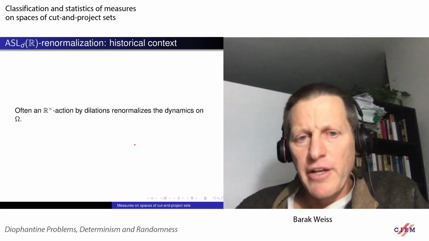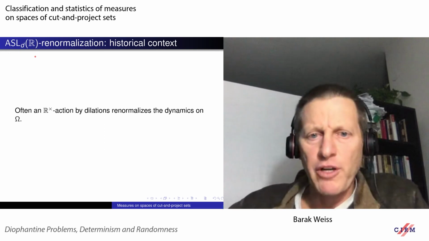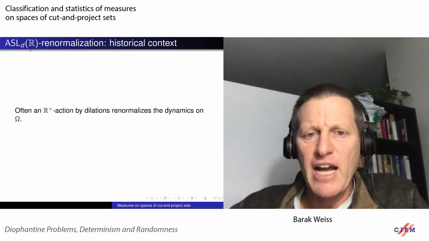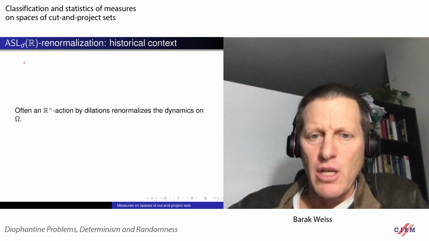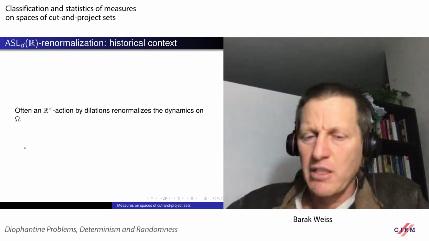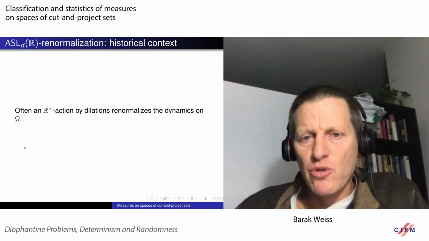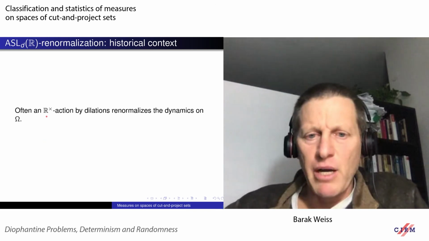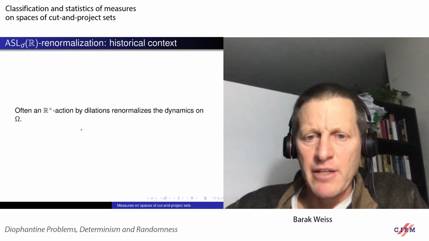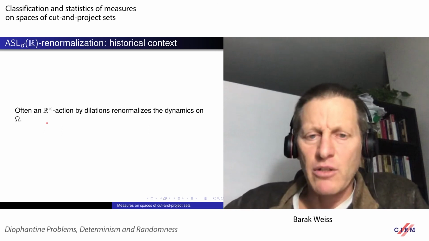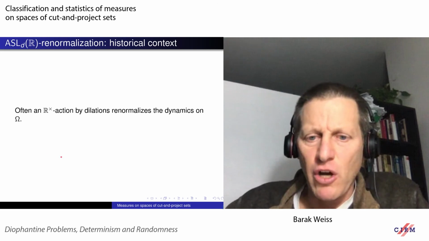So in the literature, I'm going to be discussing renormalization by the action of ASL_d(R). As I said before, ASL_d(R) is the group of affine measure-preserving transformations. But typically in this business, the renormalization that's usually used is by dilations, by the positive real numbers acting by dilations. And the importance of this dilation action, I just want to review slightly quickly, is that it renormalizes the dynamics by translation on the tiling space.